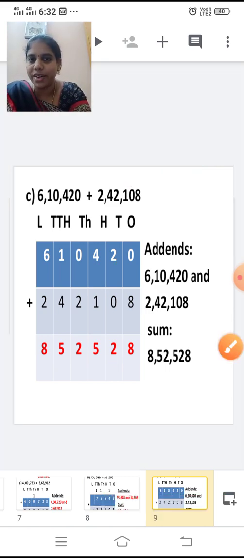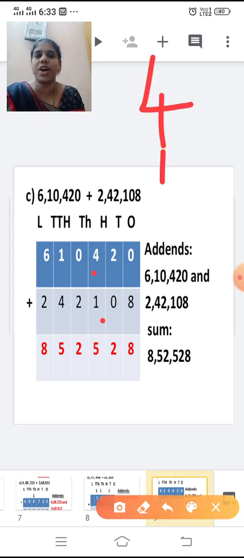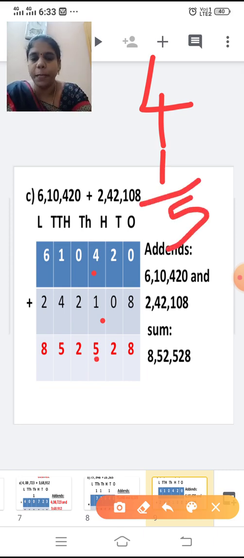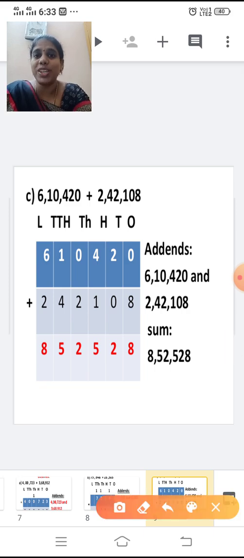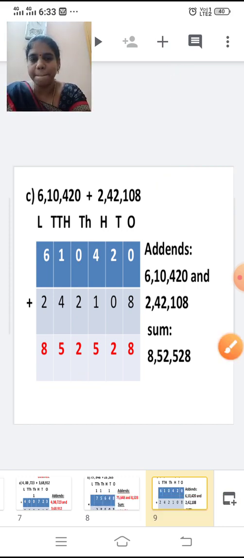So write 2 below. Then move on to the hundreds place. Shall we add the hundreds place now? 4 and 1. With 4, I'm going to add one number. 4 in the mind, 1 in the finger. After 4, I'm going to add only one number. 4 plus 1, 5. So write 5 below. Then move on to the thousands place now. 0 plus 2. What is the answer? 2. Very good. So write 2 below the thousands place. Now move on to the 10,000 place.